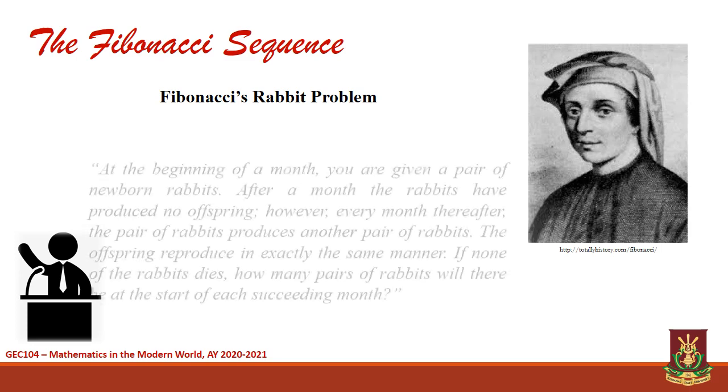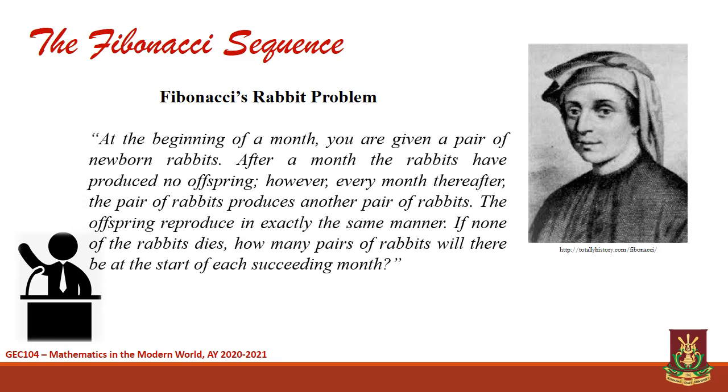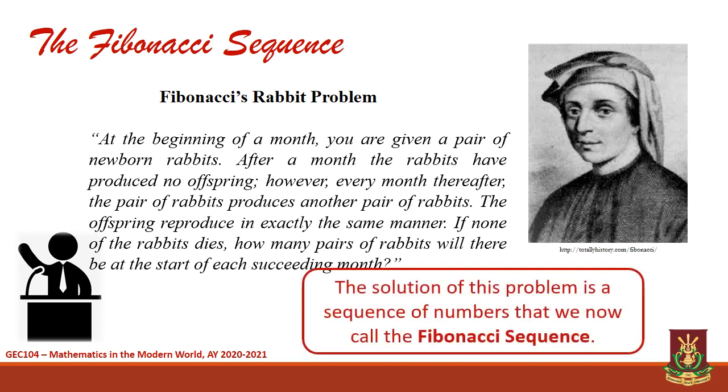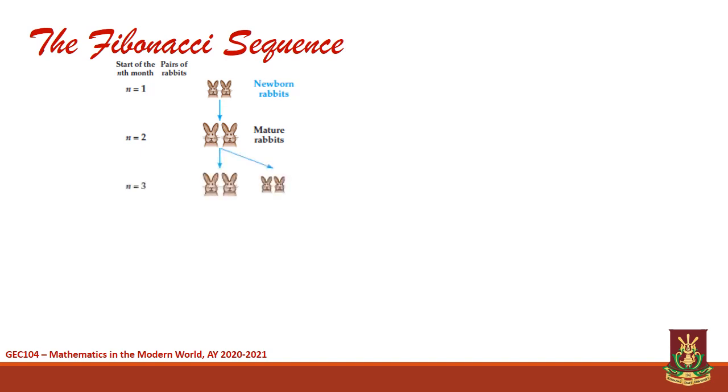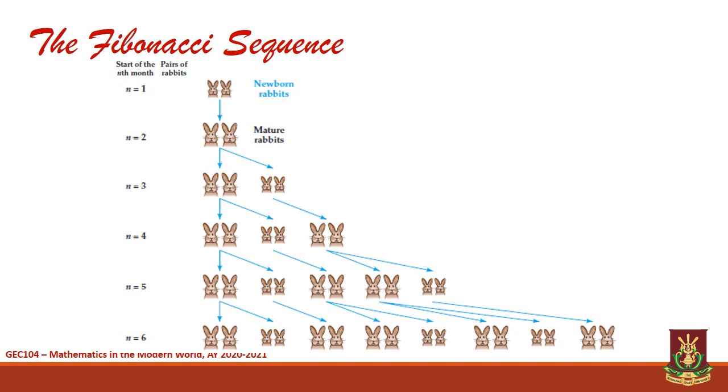Fibonacci's book also contains a problem concerned with the birth rate of rabbits based on idealized assumptions. The solution of this problem which he obtained is a sequence of numbers that we now call the Fibonacci sequence. The Fibonacci rabbit problem can be illustrated as follows. Number 1, at the start of a month, you have a pair of newborn rabbits. Second, after a month, the rabbits have just matured, so they are yet to produce any offspring. On the following month, the matured rabbits have produced another pair of rabbits. Every month thereafter, the matured rabbits produce another pair of rabbits while the offspring reproduce in exactly the same manner.